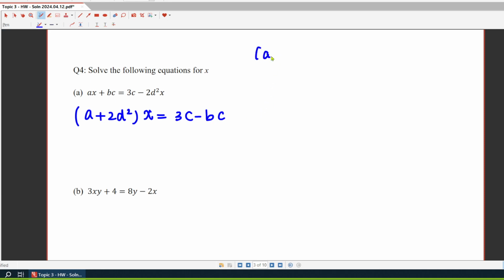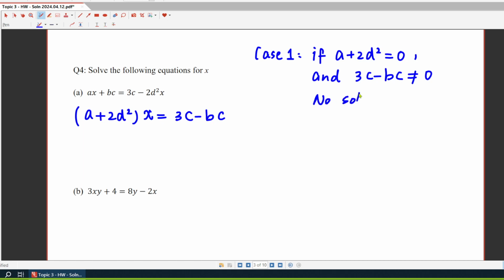So case 1, if a plus 2d squared equals 0, and at the same time 3c minus bc is not 0, then the left side is always 0, the right side is not 0, right? Therefore, there is no x that can satisfy this equation. In this case, there is no solution. You follow me?